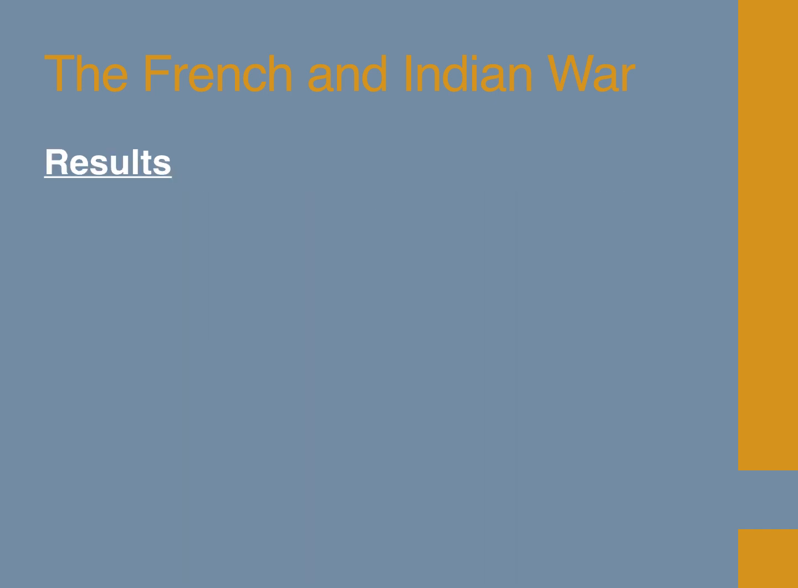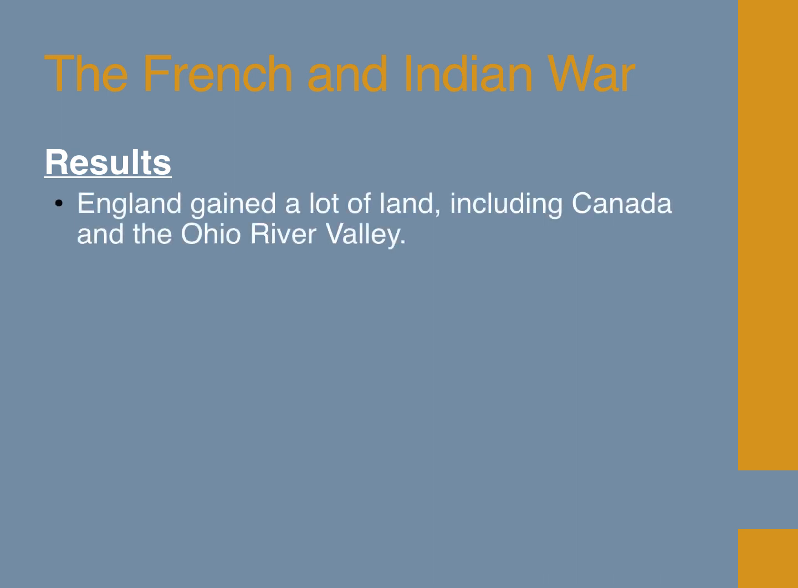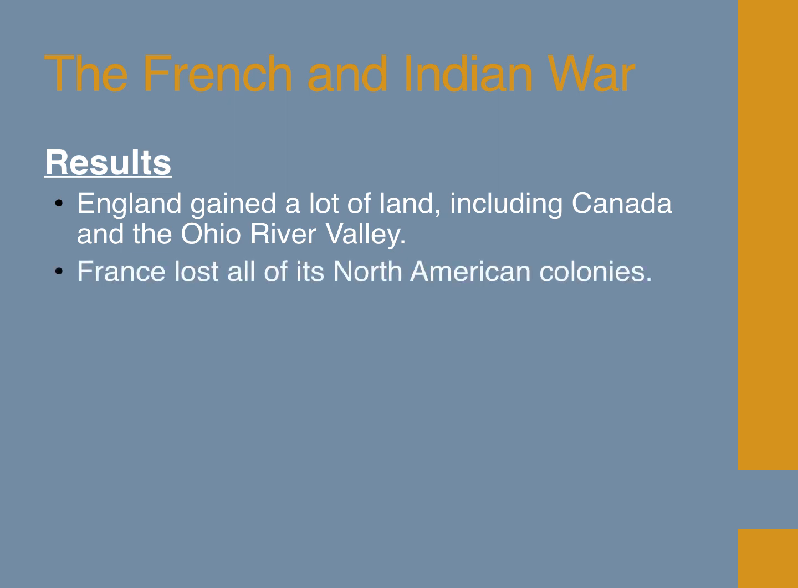So what are the long-term results? What are the consequences of this war? First of all, England is going to gain a lot of land, including their control of Canada and the Ohio River Valley. Huge pieces of land that the English now control in North America, west of their original colonies, places that had originally been controlled by France. On the flip side of that, France loses all of its North American colonies. It will gain some land back, but that's not until later. It's important to understand France is basically pushed out of North America at this point.